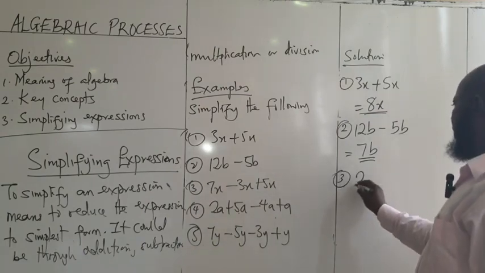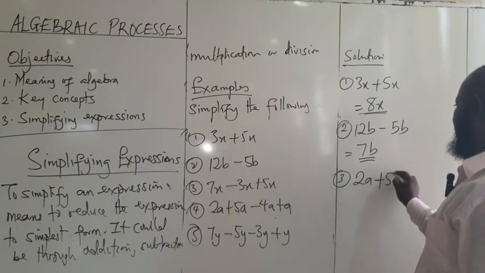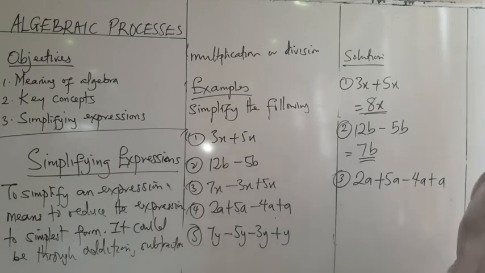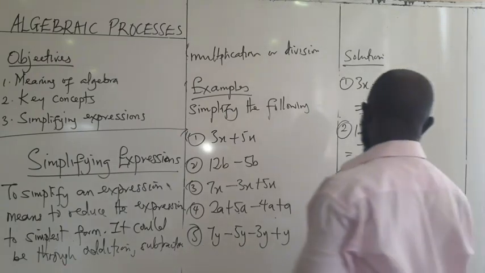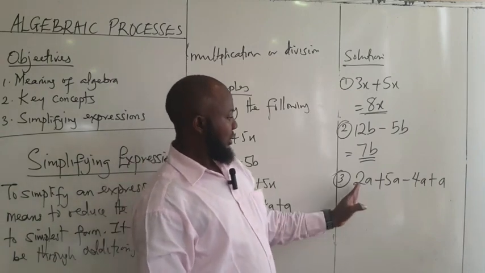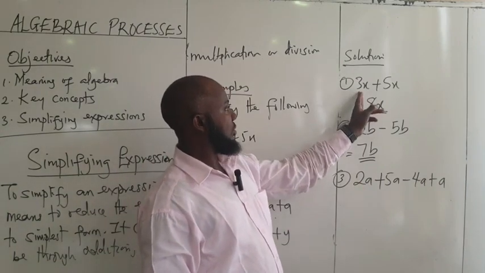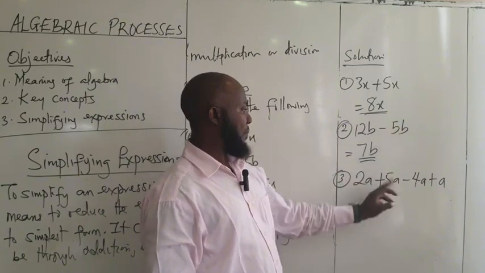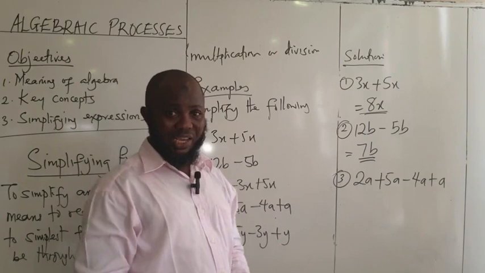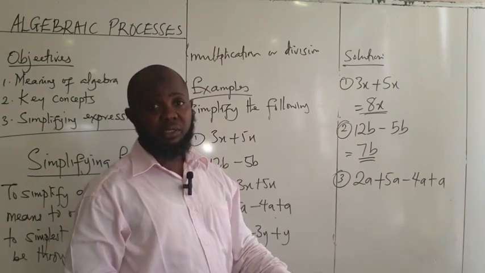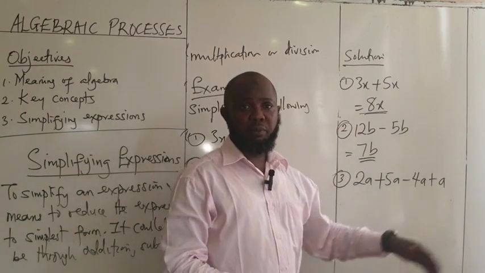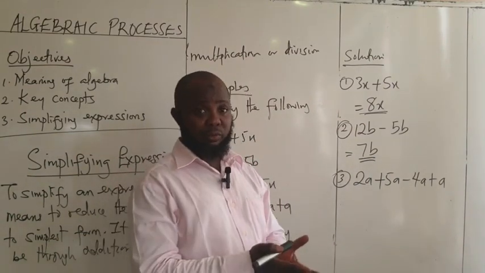We have 2a plus 5a minus 4a plus a. Now in this case, we are going to do something. You notice that here we have just plus, here minus, here we have minus and plus. So when you have minus and plus together like this, what you are expected to do is to rearrange it. Bring all the plus together and take all the minuses, bring them together too. Then add them together, then subtract.